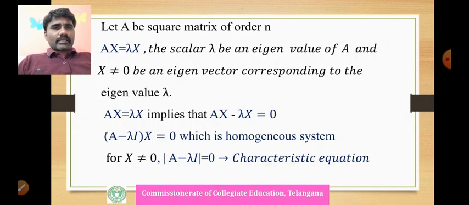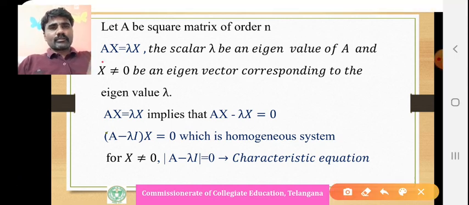Let A be a square matrix of order n, then the scalar lambda is said to be an eigenvalue of A corresponding to the eigenvector x not equal to 0 if Ax equals lambda x. Here lambda is a scalar and x is a vector which belongs to Rn. Here x is a non-zero vector.